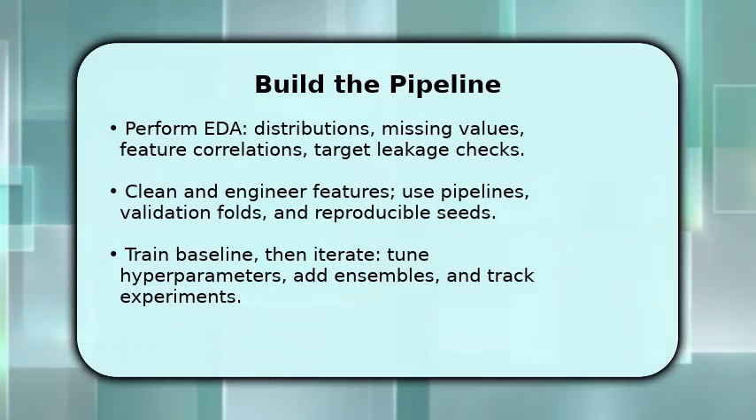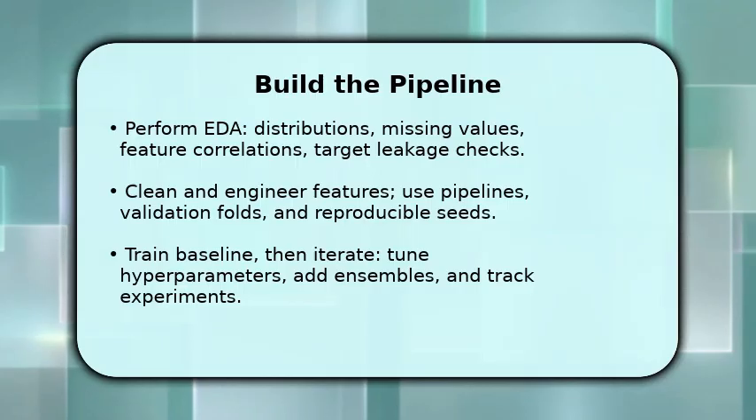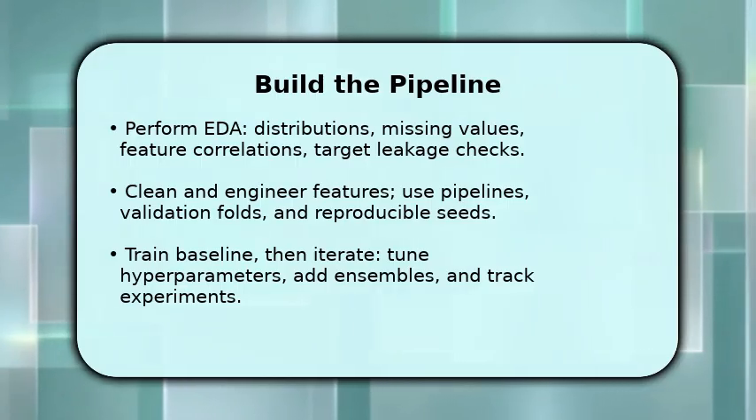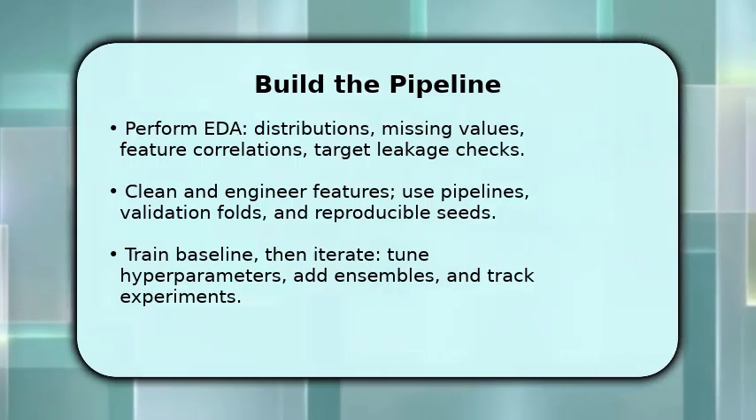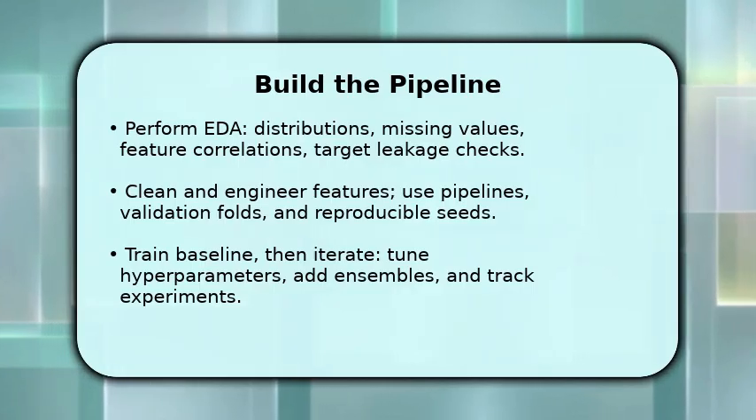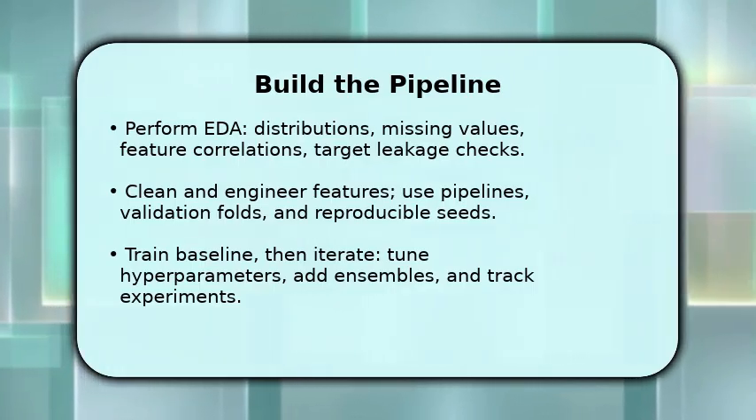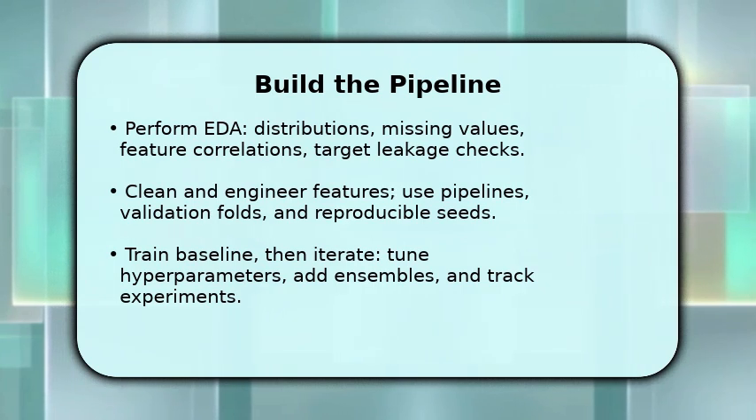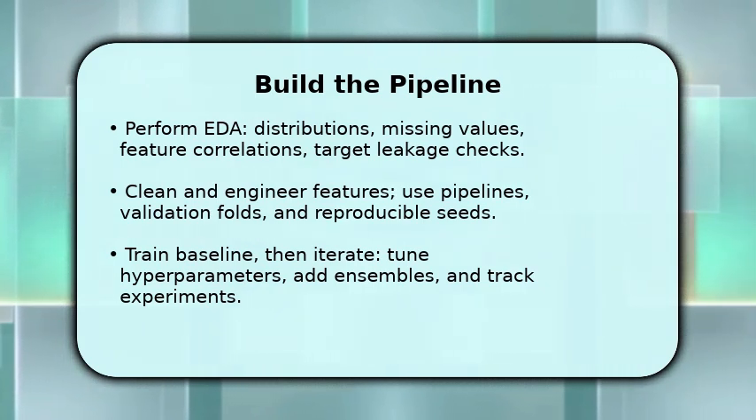Make sure to set reproducible seeds. Train a simple baseline to confirm the pipeline, then iterate. Tune hyperparameters, add regularization, and experiment with ensembles. Use clear experiment tracking and notebook checkpoints so you can compare results and revert confidently.